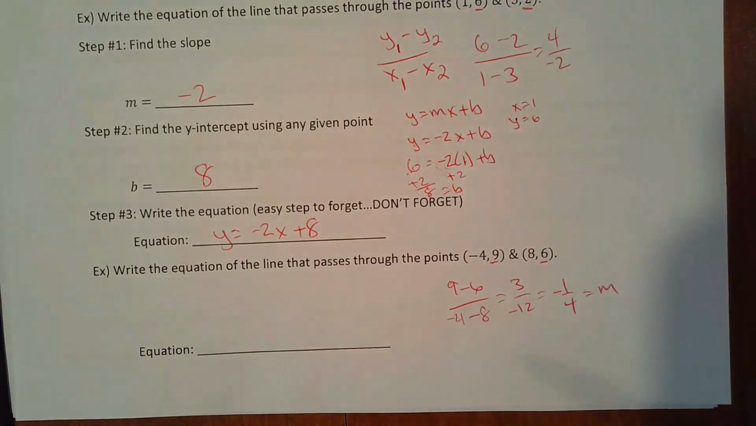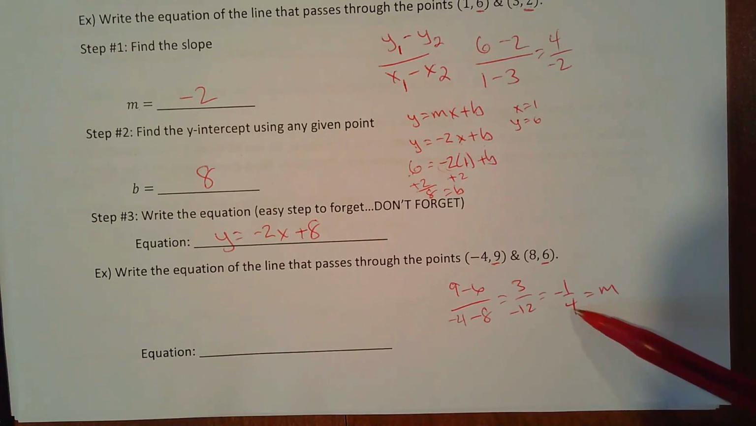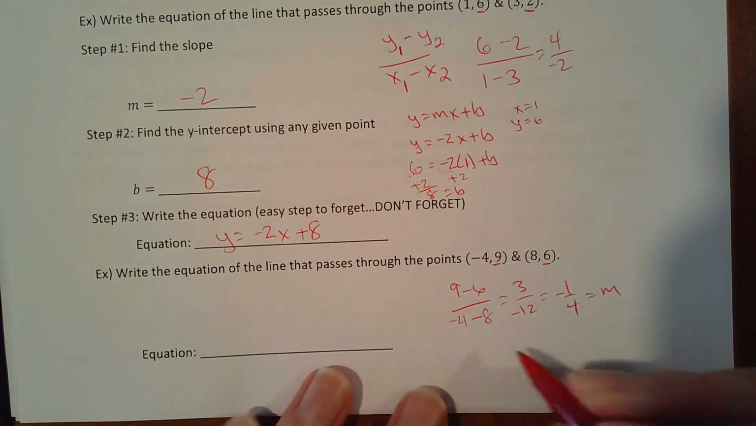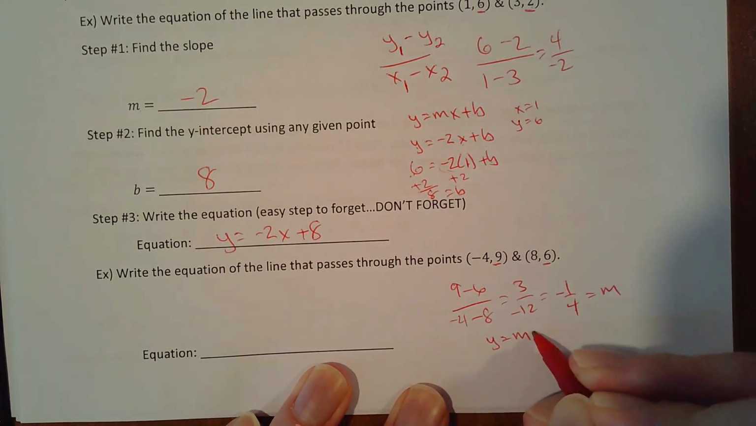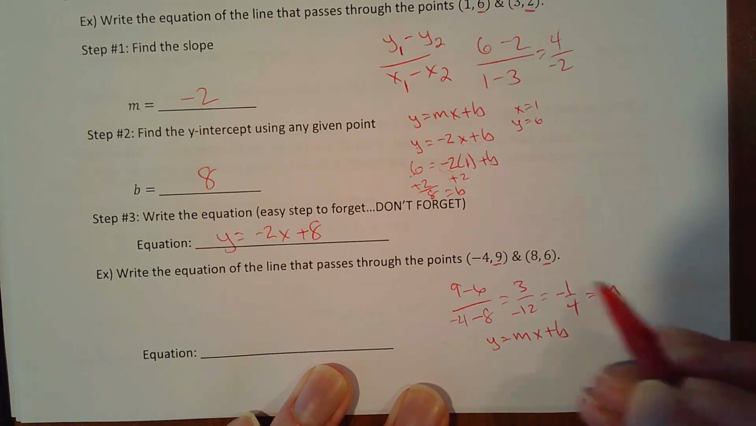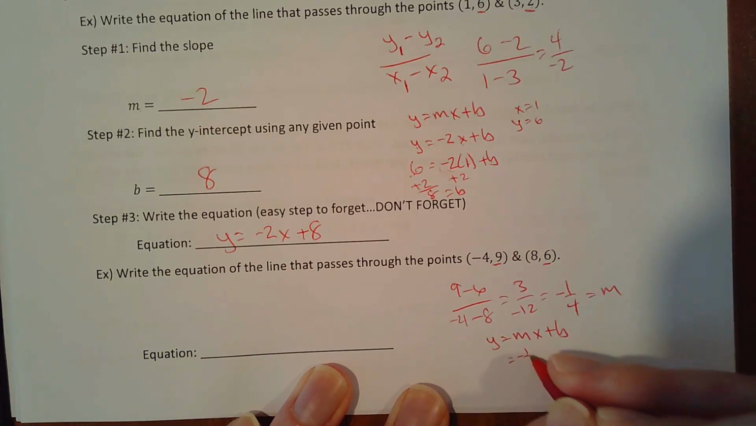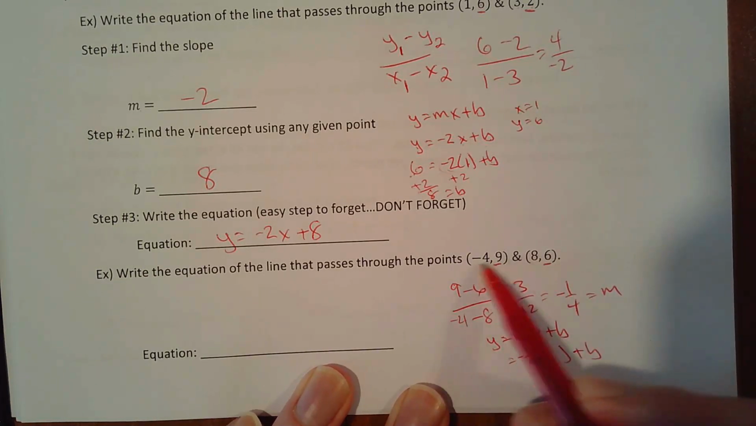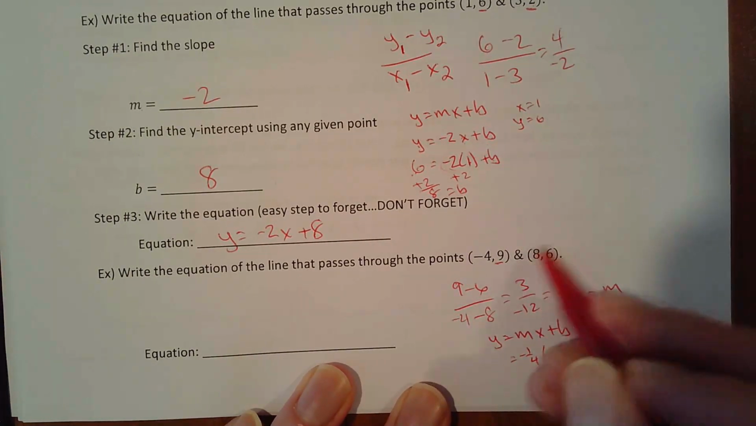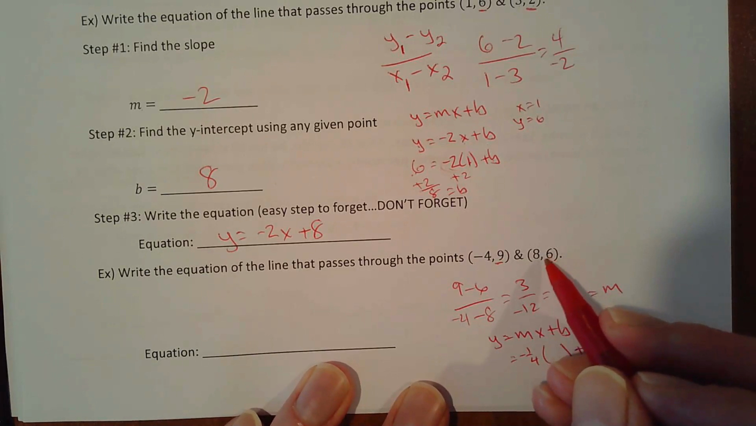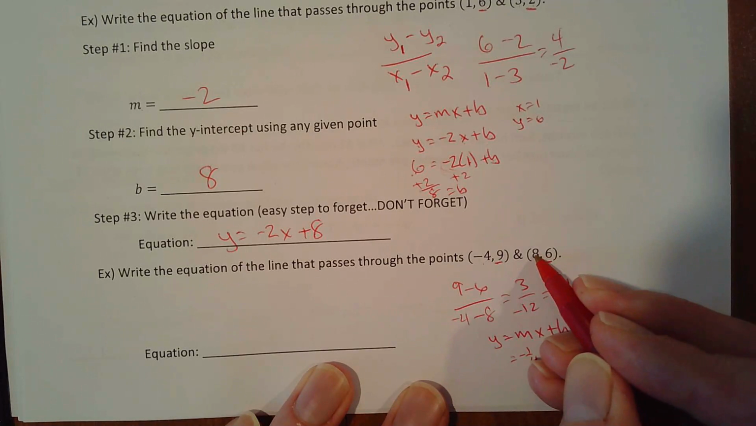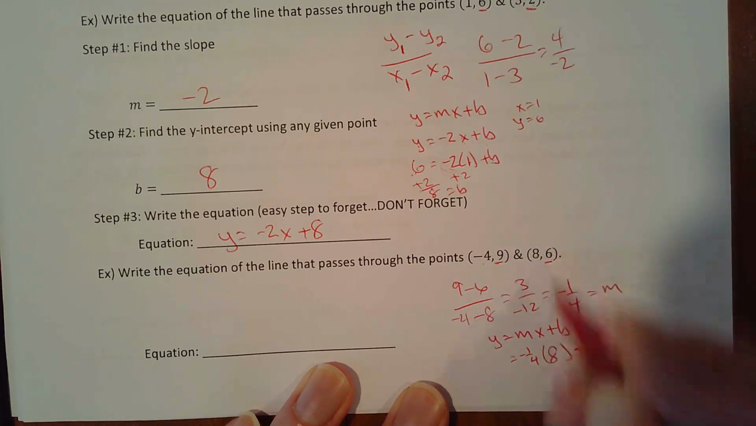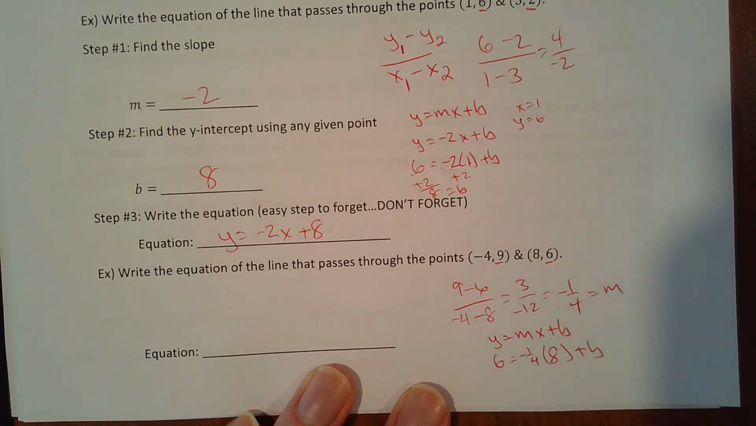Step 2, find the y-intercept. So using this m and using one of those points, I want to plug into this equation, y equals mx plus b. The m is negative 1/4. Pick an x, doesn't matter which one you choose here. These both being positive, I'll try that one. So the last time we did the first point, this time I'll do the second point. So plug in 8 for x, plug in 6 for y, and then solve for b.